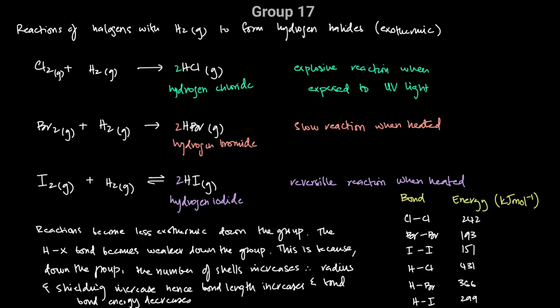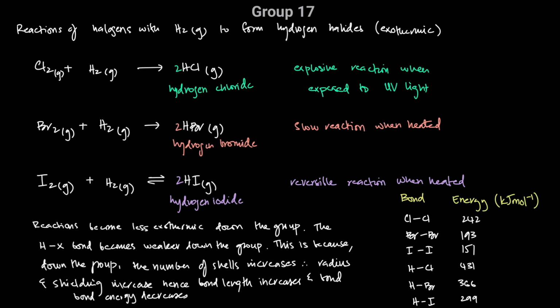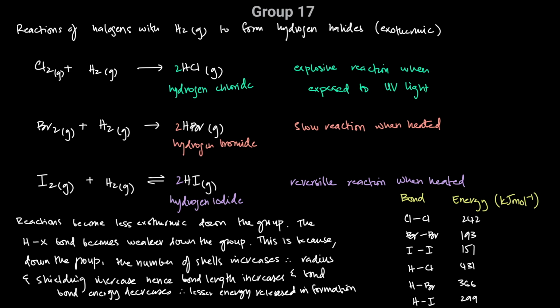So bond energy decreases. All right, and if the bond energy is decreasing, we can say therefore lesser energy is released in the formation of the hydrogen halogen bond. Okay, so that is the HX bond. Here X refers to halogens. So in the formation of the HX bond.